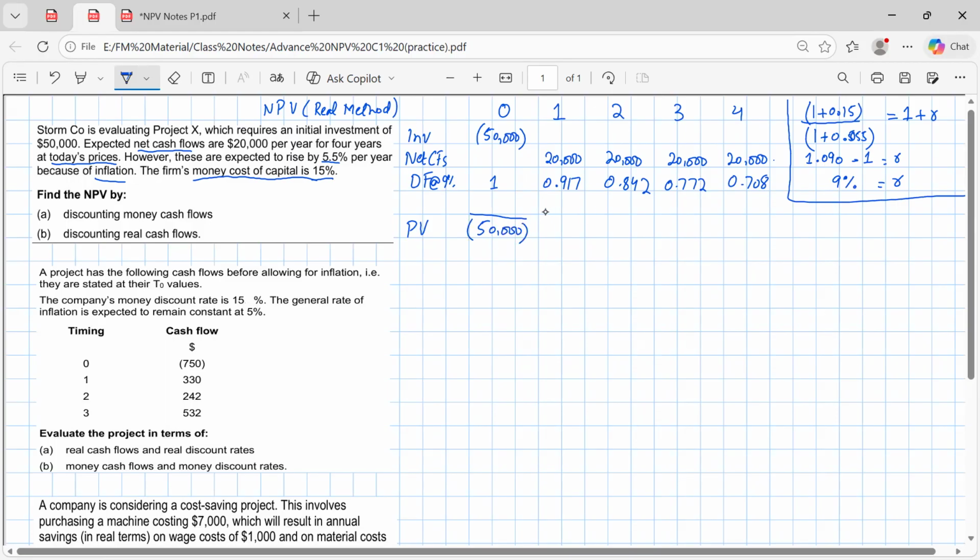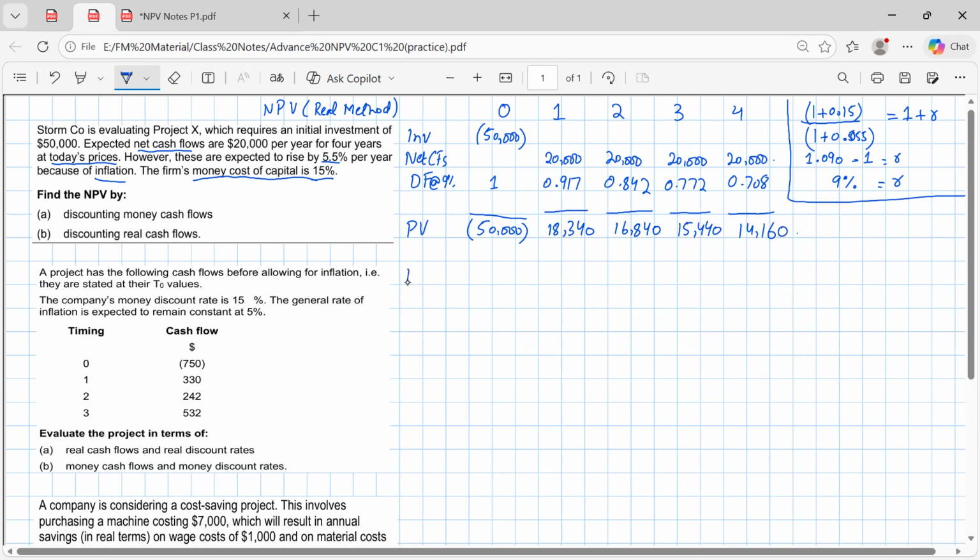What will be the present value for year one? 18,340. Yes, tell me for year two. Purav, I want your involvement as well. 16,840. 16,840 for year three. 15,440. For year four, 14,160. So this is the present value.